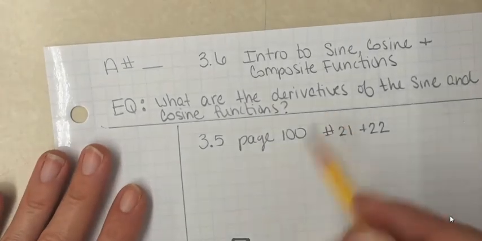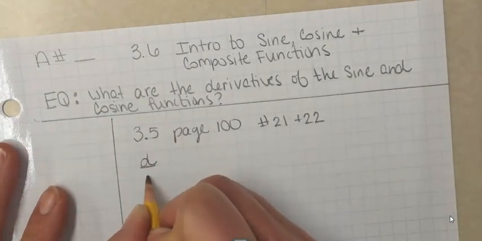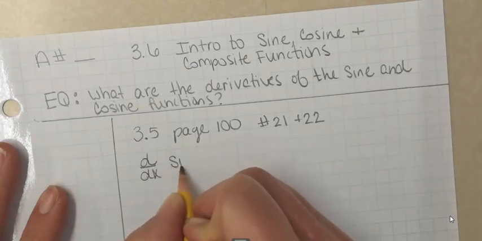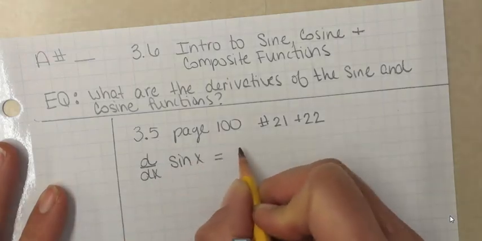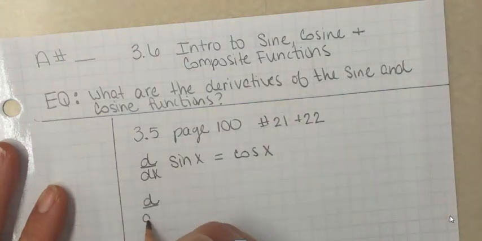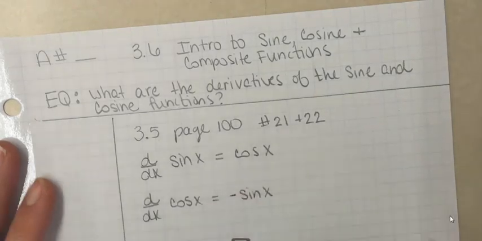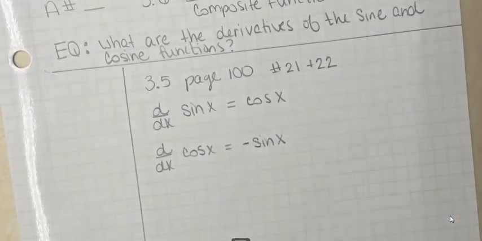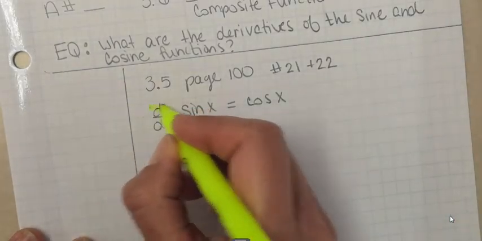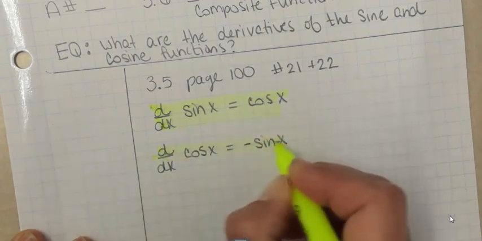So, to start our notes out, we know that the derivative with respect to x of sine of x is equal to cosine of x, and the derivative with respect to x of cosine of x is equal to negative sine of x. Those are super important. You're going to want to memorize them. We're going to give you a whole bunch more to memorize, but these are pretty darn important.